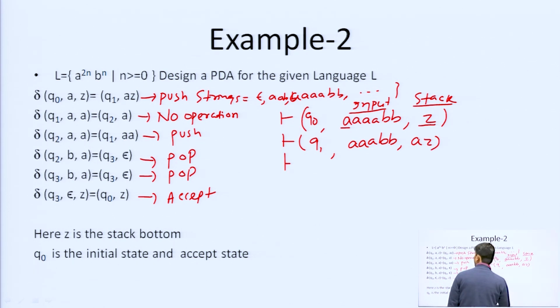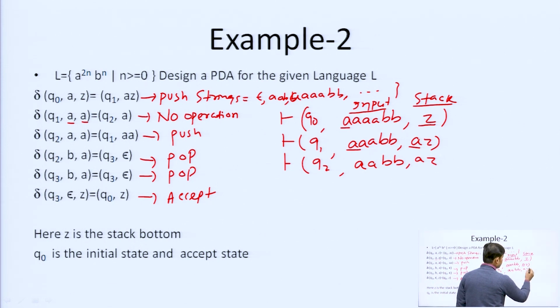Next, Q1 is the state, input is A and stack top is A. What do you have to do? Check it: Q1 state, input is A, stack top is A. You see here, then go to Q2 and there will be no operation, no need to push anything in the stack. A, B, B, A, Z. Clear.